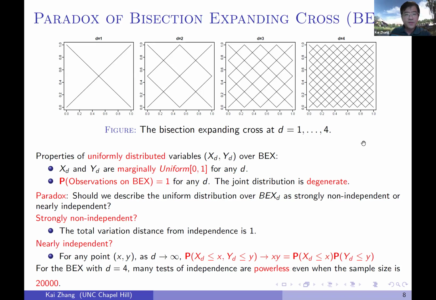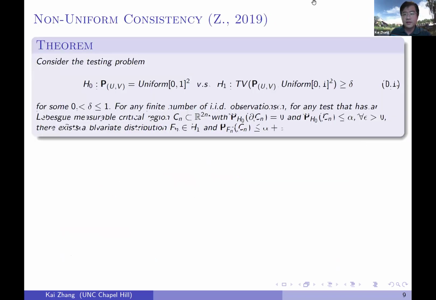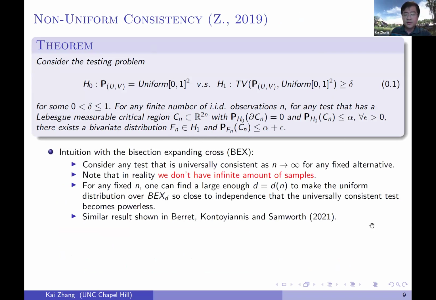There are many reasons, but one important reason is this non-uniform consistency. So the theorem basically says that if you want to test independence versus alternatives that are far away from independence in total variation distance, then for any test you can think about, there exists an alternative distribution, a form of relationship, such that the test you're thinking about is powerless. So the intuition behind this theorem is quite simple. It can be simply explained by this fractal.